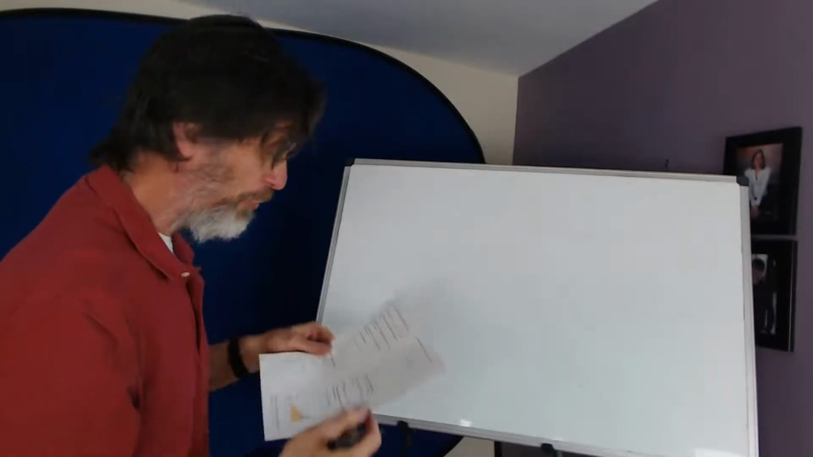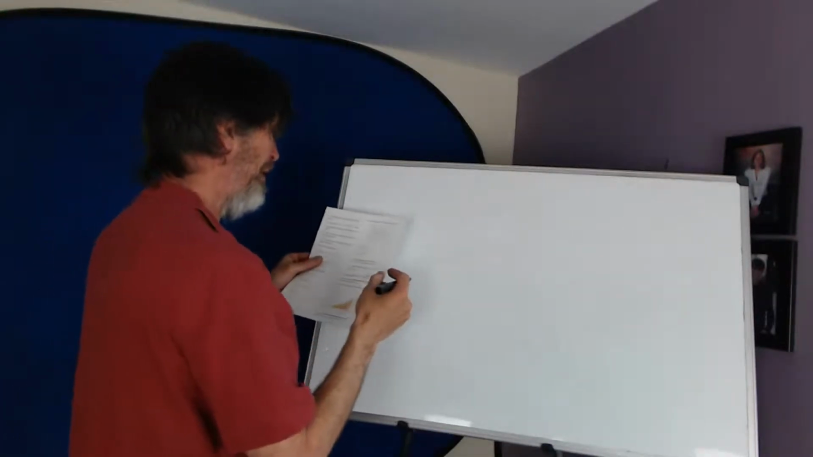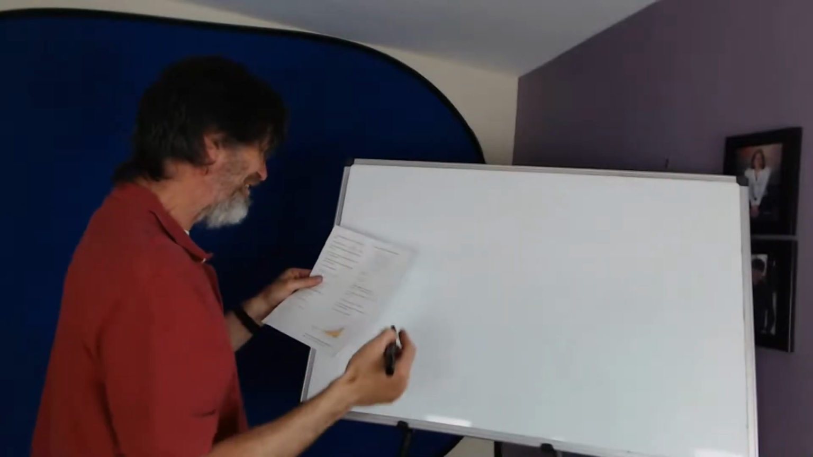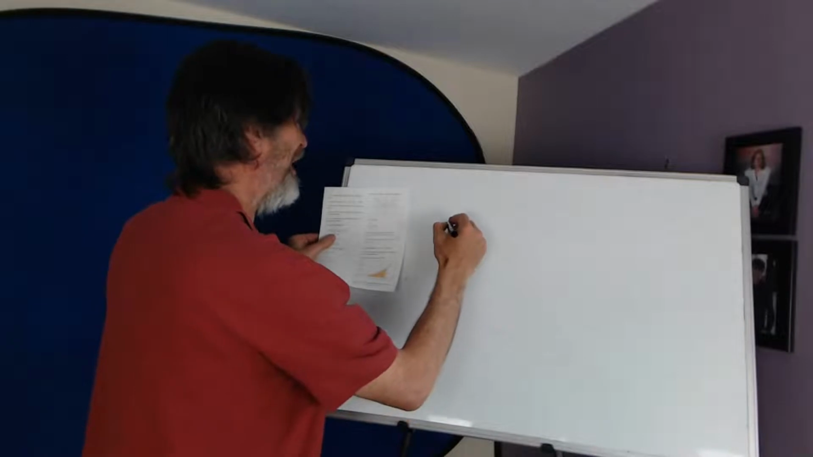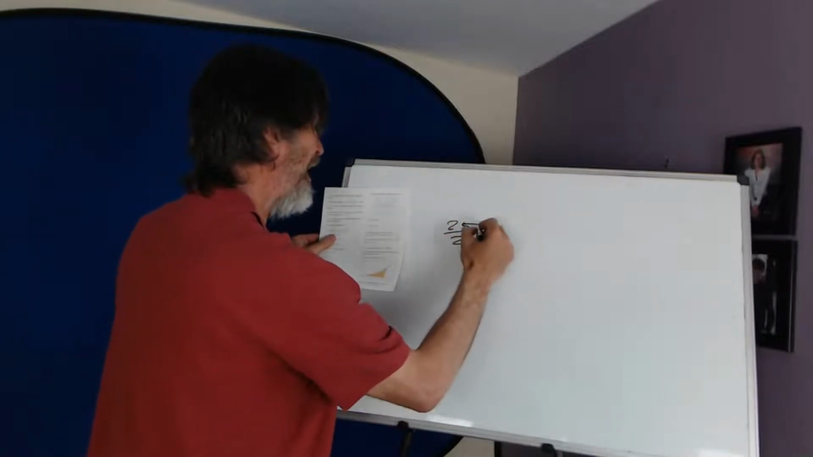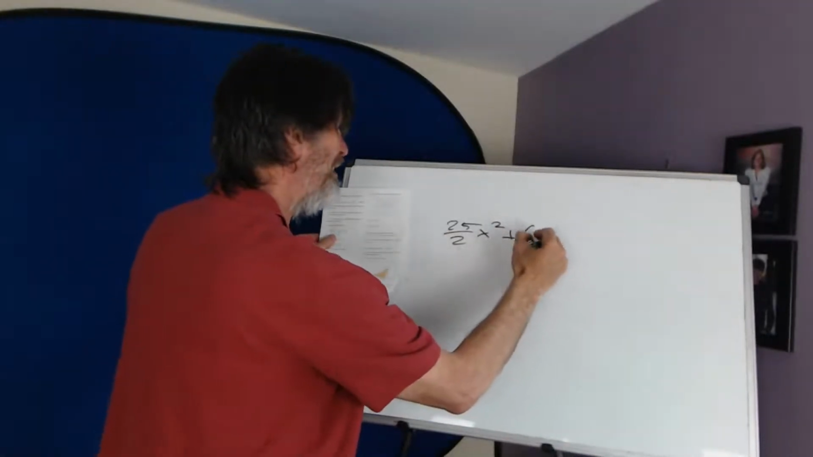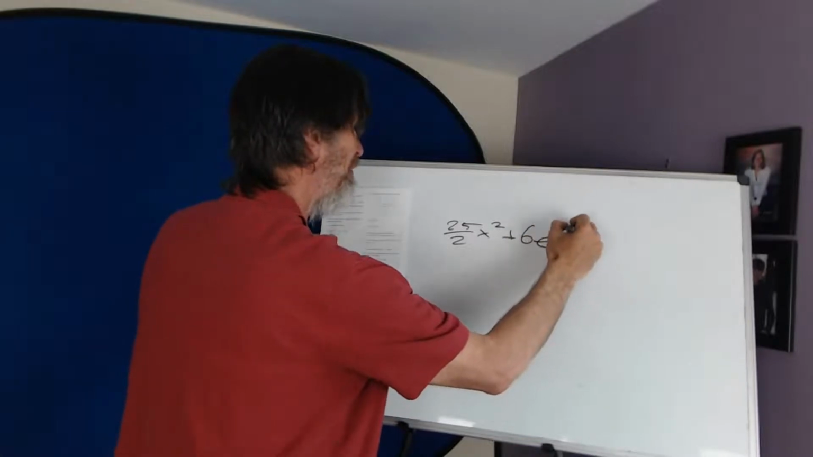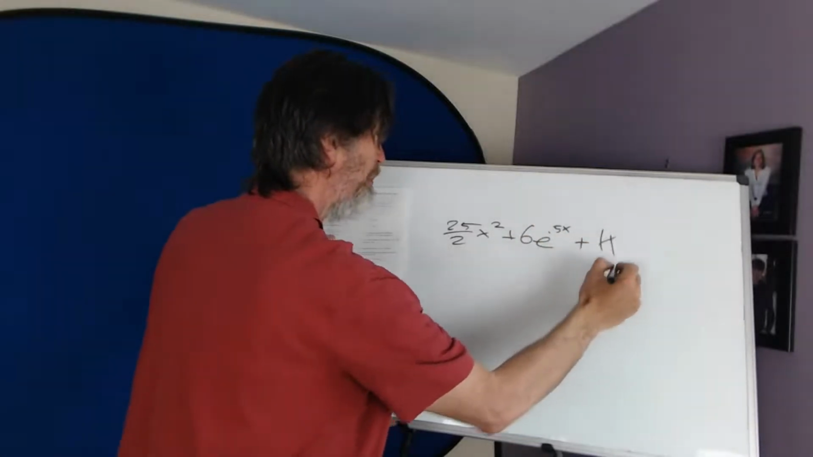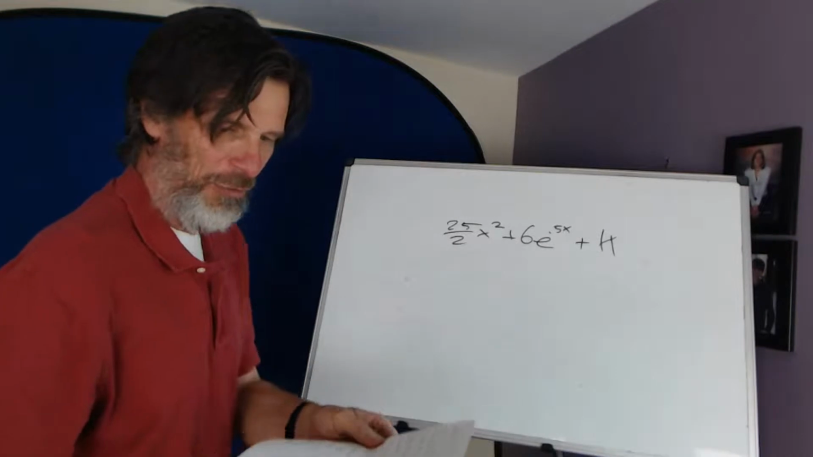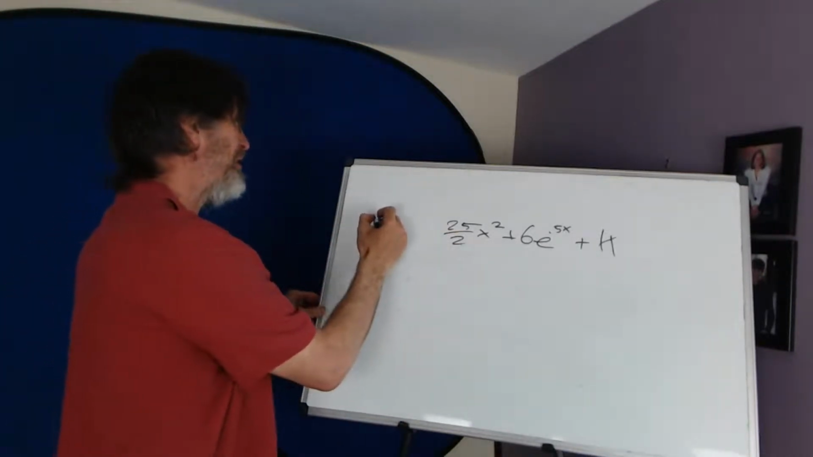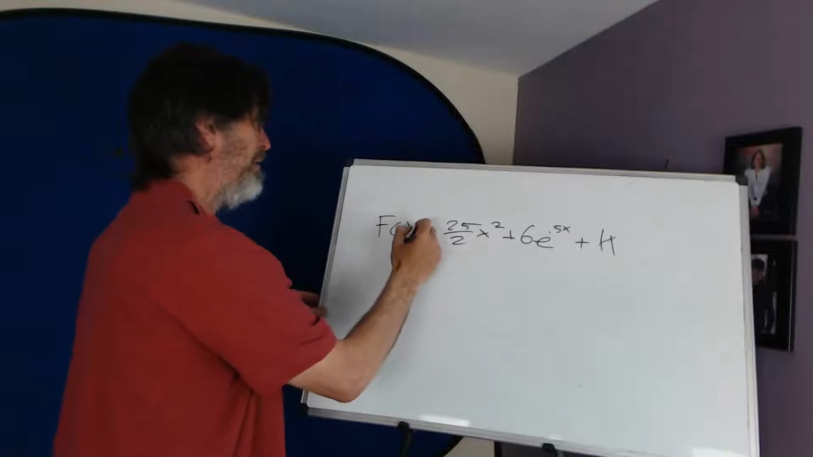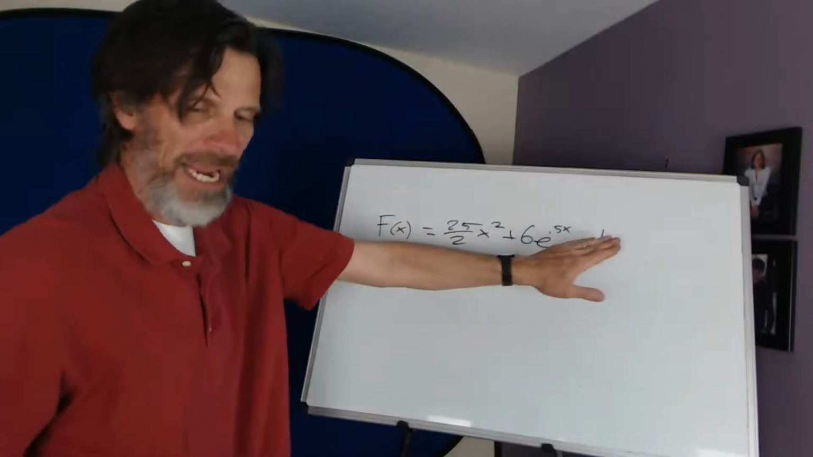So we know the derivative of the function is that. Oh gosh, this one ties in really nicely with 35, doesn't it? So we know the antiderivative has to be 25 halves x squared plus 6e to the 0.5x plus some constant k. So we're given the derivative, so the original function has to look something like this. The question is, what is k going to be?